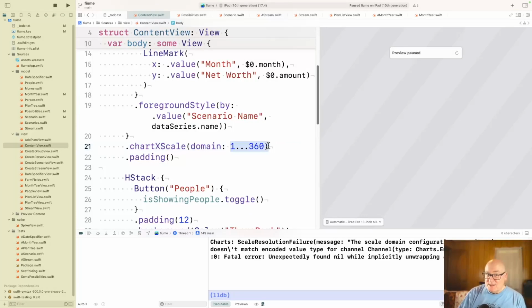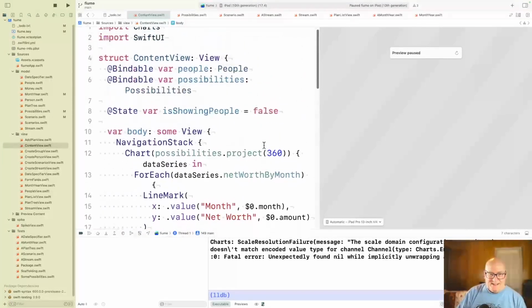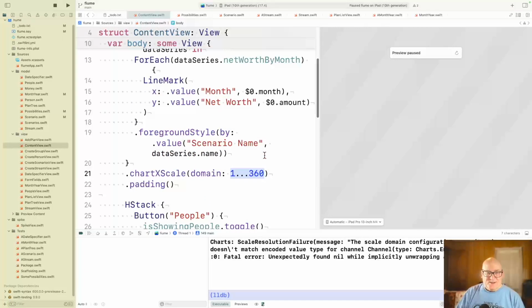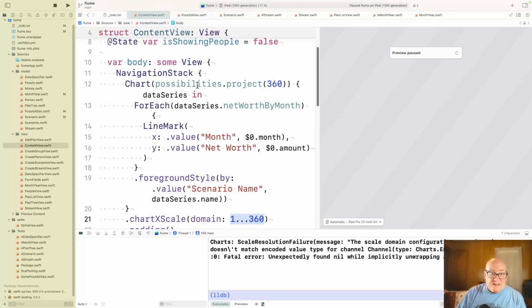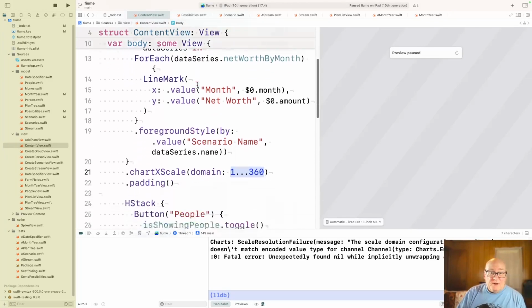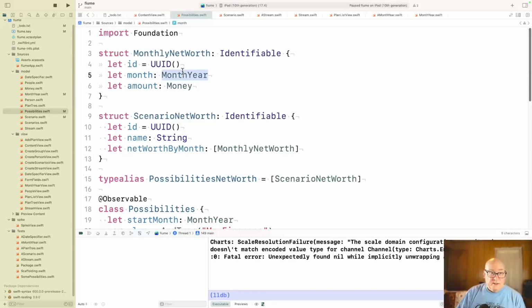And our domain is 1 to 360, which is great if you're talking about 30 years of months. But if you're talking about here are the months and, you know, month and year, it doesn't quite fit. So there may be other problems too. I can't rule that out, but let's see what we can do. Well, we'll look at our data, which is now in terms of month years. And I'm pretty sure that's why it's there.